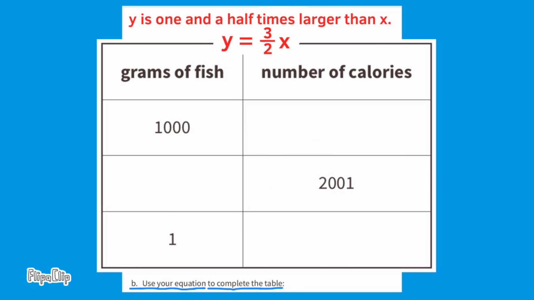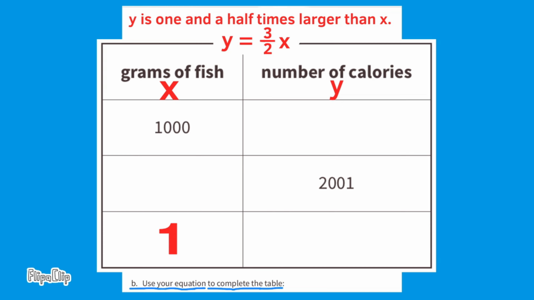B. Use your equation to complete the table. I left the equation and some important information on the very top to remind us. Y is 1.5 times larger than x, and the equation is y equals 1 5/10 times x, or y equals 3/2 times x. Remember, grams of fish is x, and number of calories is y. It's the number of calories that will be 1.5 times larger than the number of grams of fish.